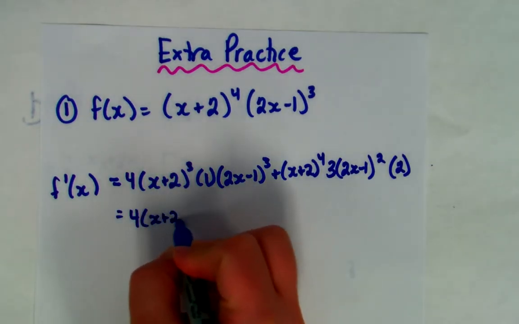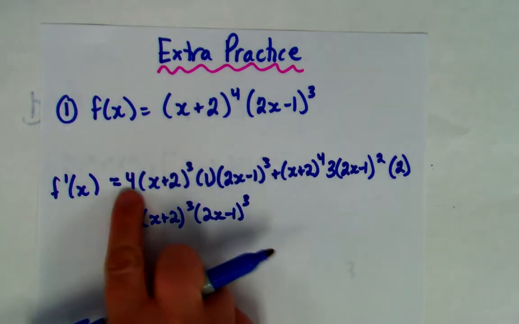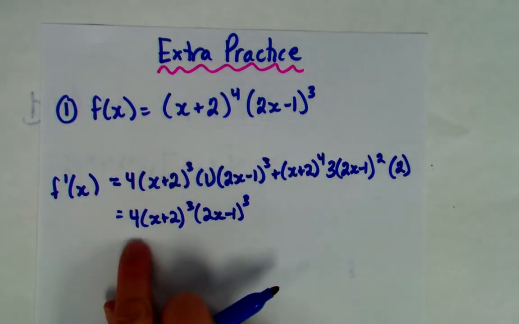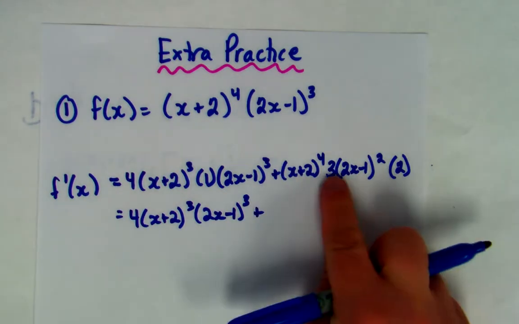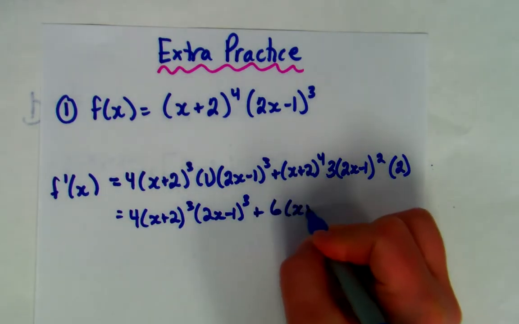And I'm just going to clean this up a little bit. I'm not really going to do a lot of work in this case. I multiplied 4 times 1, which I really didn't need to do. And over here, I'm going to multiply 3 times 2 because they're both coefficients, and then keep my brackets.